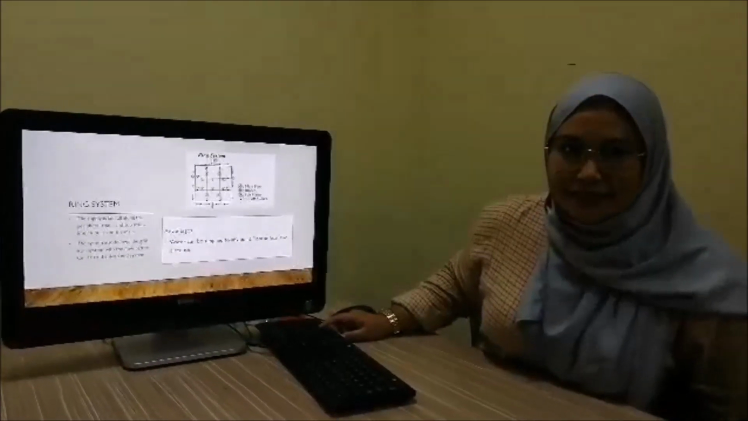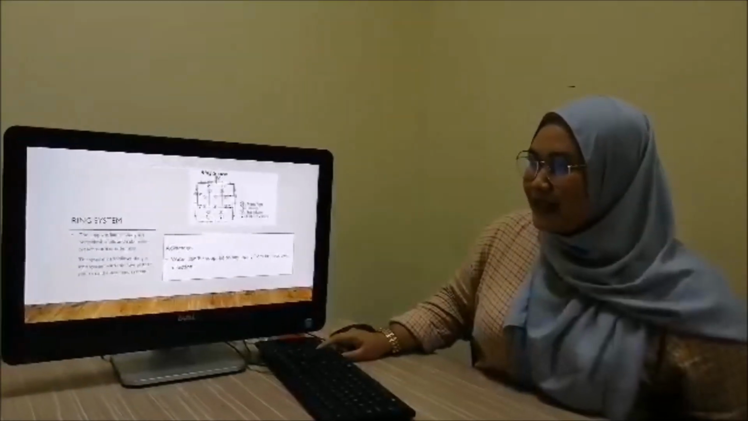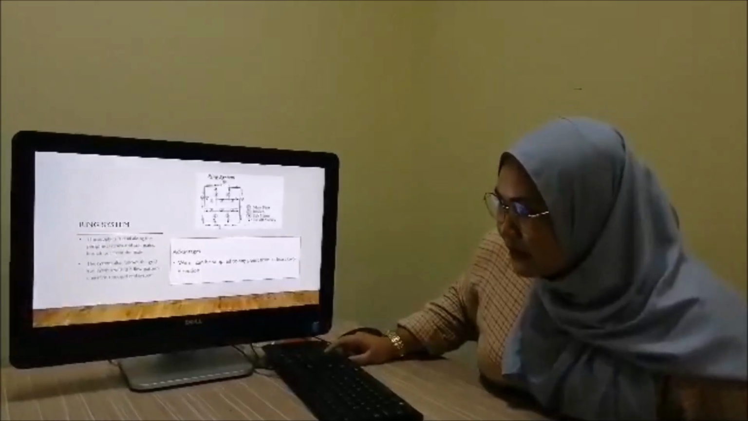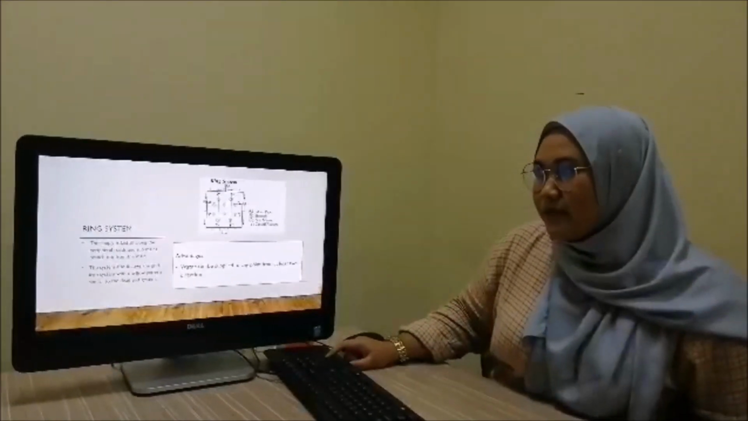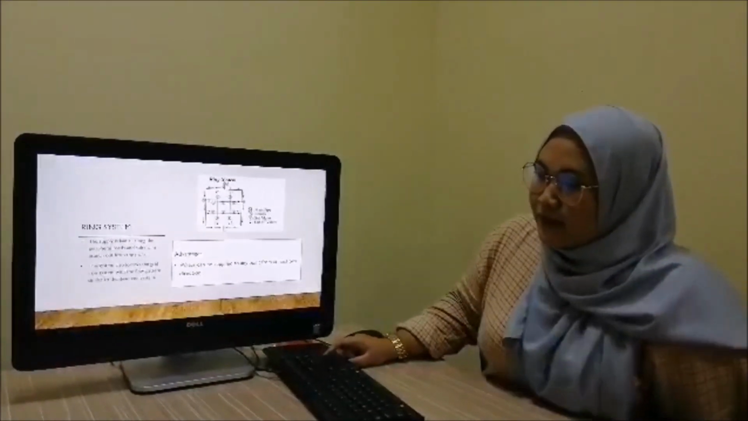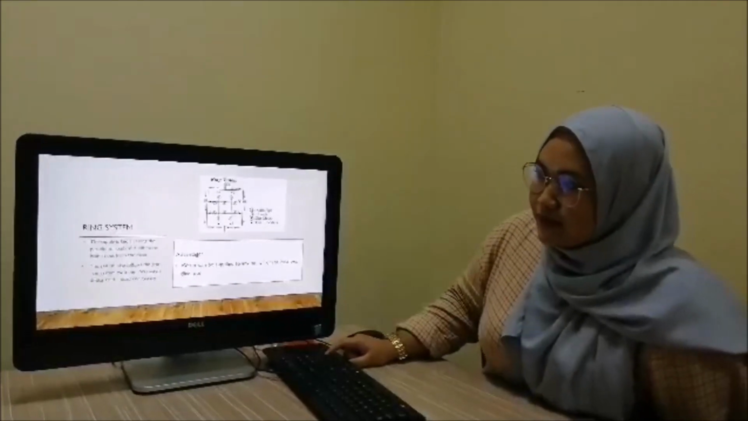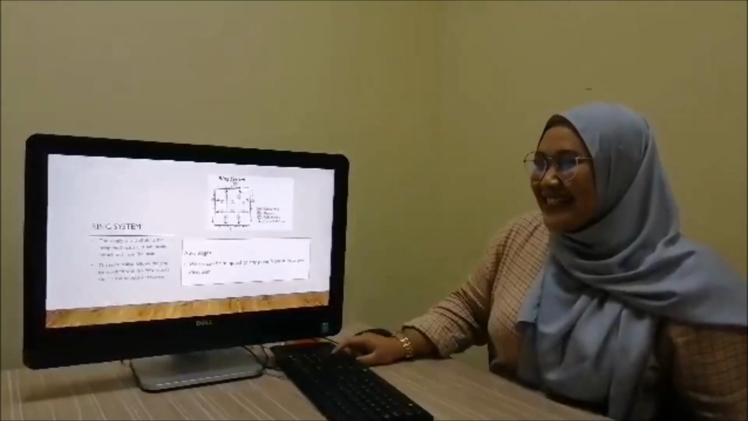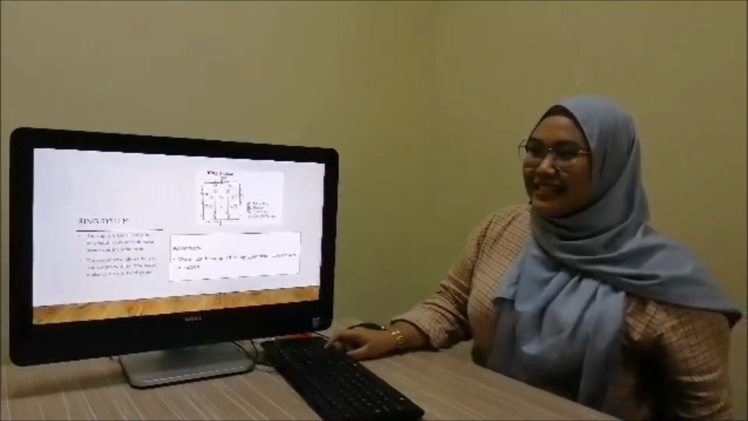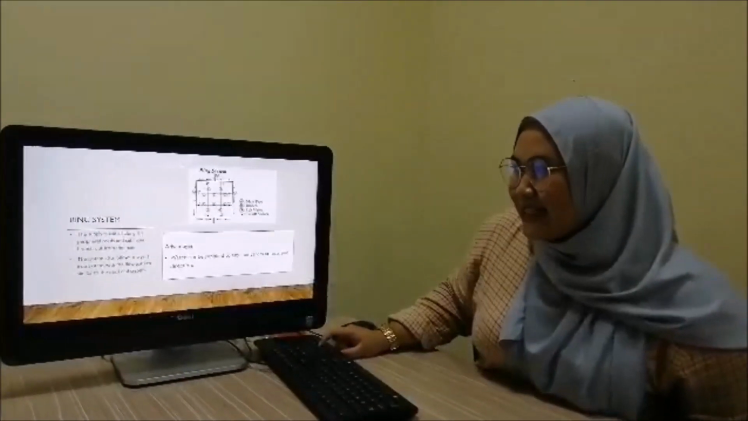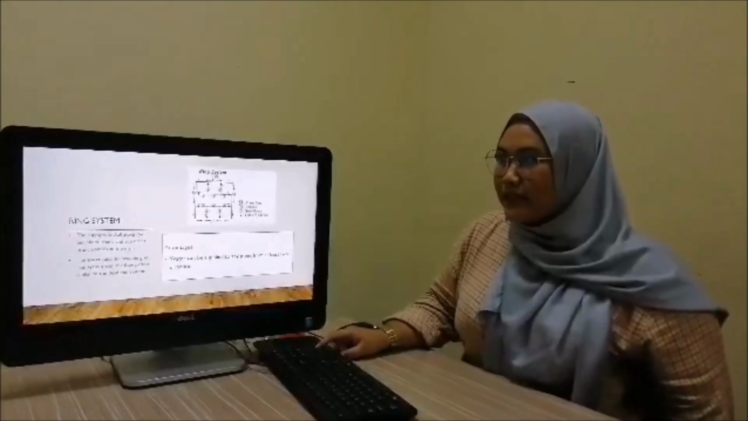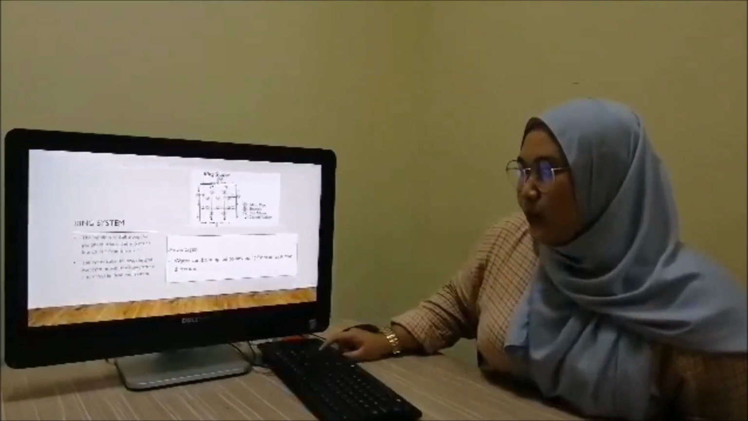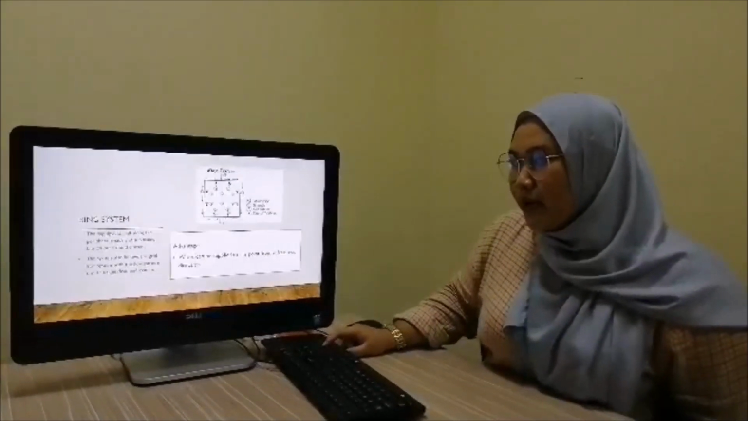Next, ring system. The supply main is laid all along the peripheral roads and submains branch out from the main. The second point, the system also follows the grid iron system with the flow pattern similar to the dead end system. Advantage of ring system is water can be supplied to any point from at least 2 directions.